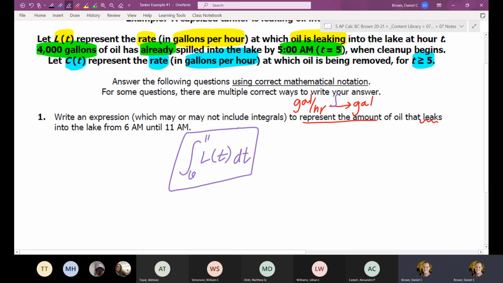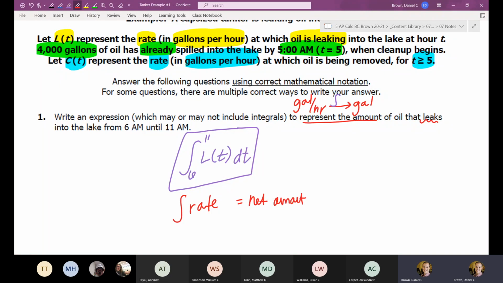Let's talk about this a little bit. We didn't have to use the initial condition. It didn't ask us for how much oil had leaked into the lake at 11, just how much had leaked starting at 6, ending at 11. The big idea of where this answer came from: I know that the integral of a rate is going to be equal to a net amount. Again, we don't know what L of t is, but we know the integral of L of t would be some antiderivative of L of t. Plug in the 11 minus the 6.